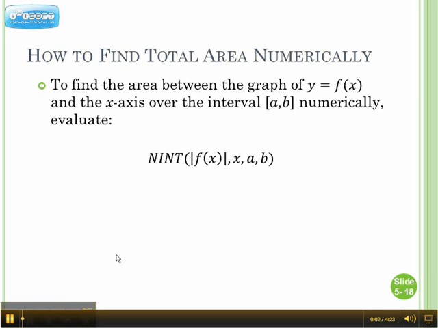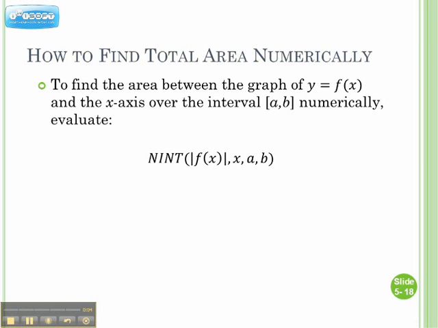The last thing I'd like to talk to you about is how to find the total area on your calculator. To find the area between the graph of y equals f of x and the x-axis over the interval from a to b numerically, this is how we're going to evaluate it. NINT, on our calculators it's called FNINT, and we're going to just put in, instead of f of x, the absolute value of f of x, because what you should remember is absolute value makes everything positive, so that graph is now going to be flipped up, all being above the x-axis, comma x, comma a, comma b, close your parentheses.